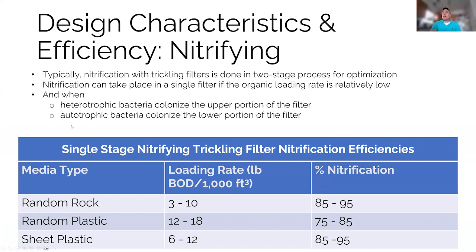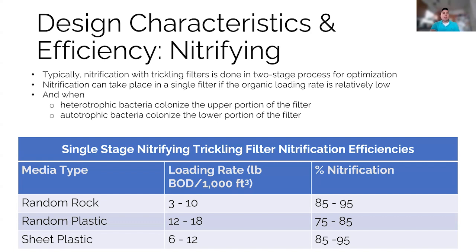So just real quick, more about the nitrifying trickling filters. Typically, nitrifying with a trickling filter is done in a two-stage process for optimization. Nitrification takes place in a single filter for our lower rate trickling filters, but if you have those high rate trickling filters, you do have to have nitrifying that follows it. And here, these are our single stage trickling filters that we talked about, where we have our heterotrophic bacteria which consume the BOD at the upper portion, and then you have autotrophic bacteria on the bottom, which use their own energy and remove ammonia.